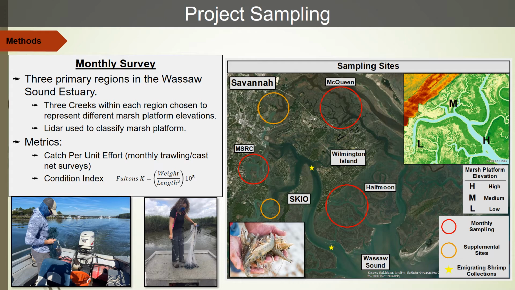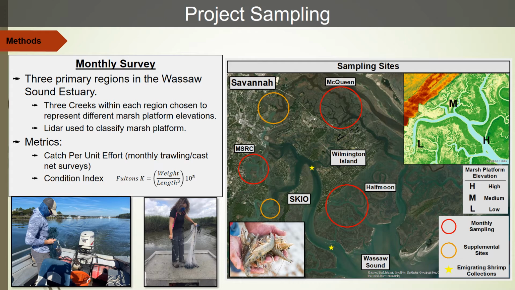To address these questions, we have implemented a monthly survey of multiple tidal creeks in the Wassaw Sound Estuary. The Wassaw Sound Estuary is located near Savannah, Georgia. Within this estuary, we have identified three general locations spread out across the estuary. These locations are identified by the red circles on this map. Within each of these locations, we selected three tidal creeks that were characterized by different marsh platform elevations.